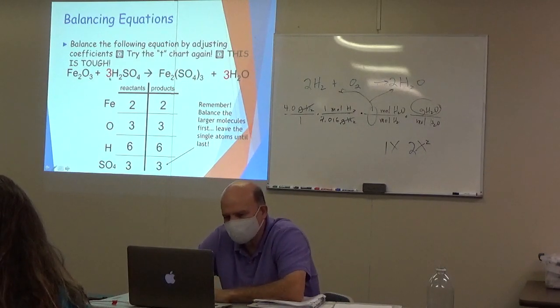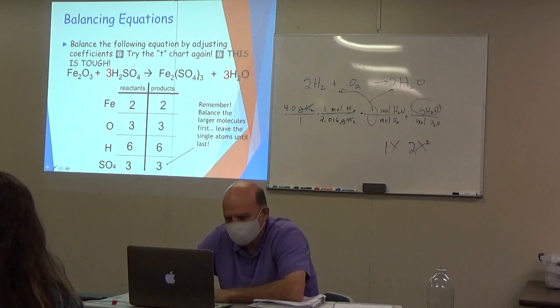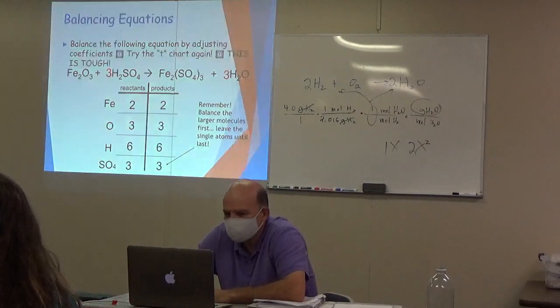So that's what you do. You look at this, say I need, put a 3 here because I need 3 sulfates. But that changes the number of hydrogens, so I've got to put a 3 here so I have the right number of hydrogens. But that gives me 3 oxygens. Oh, I need 3 oxygens, so it's balanced. Is that okay, guys? You see the steps? Okay, that's it.